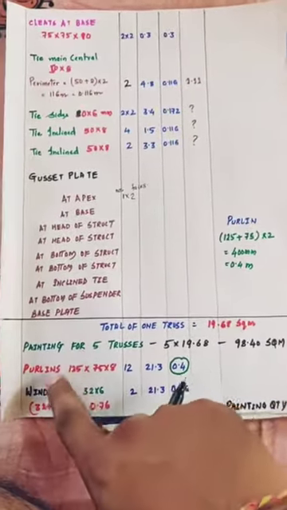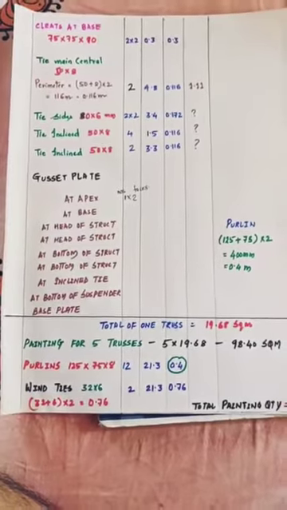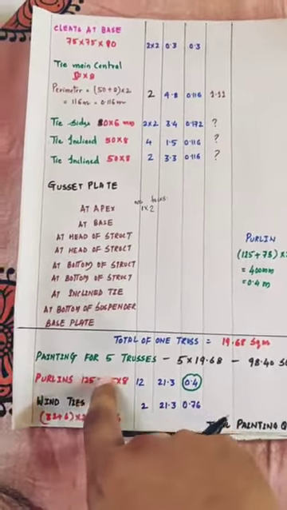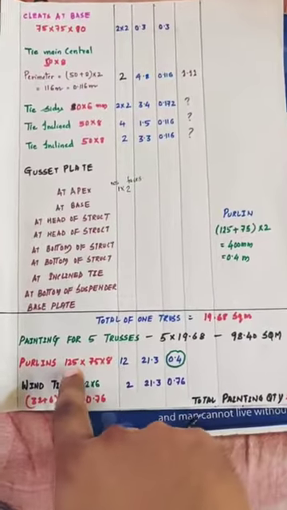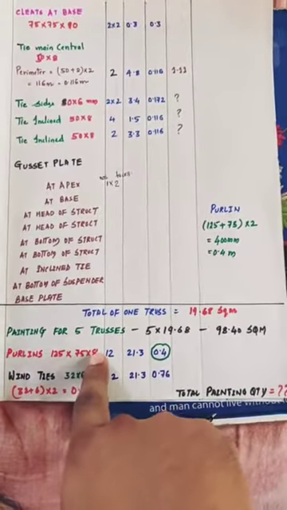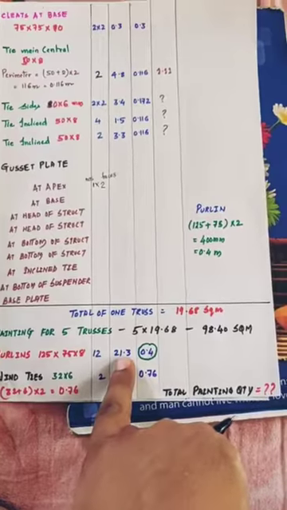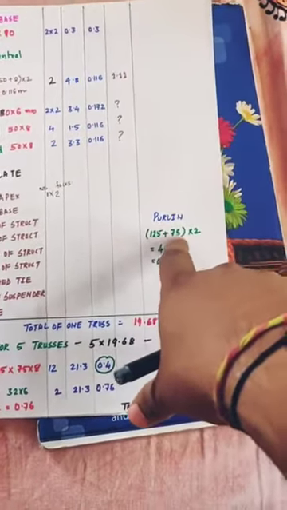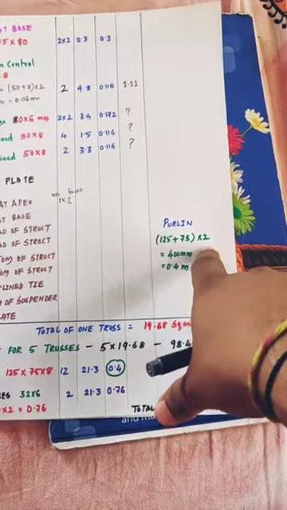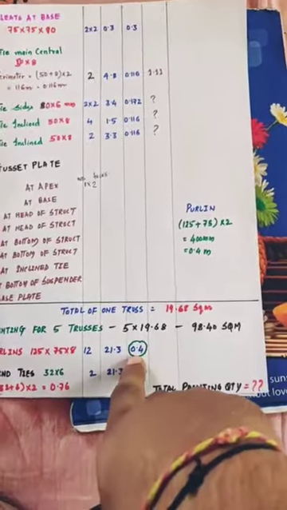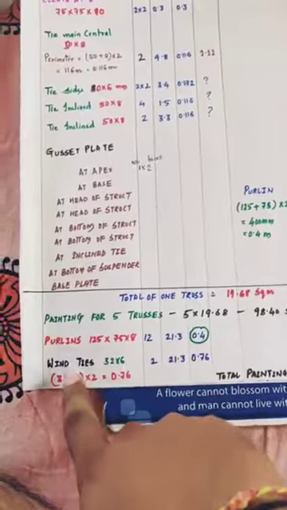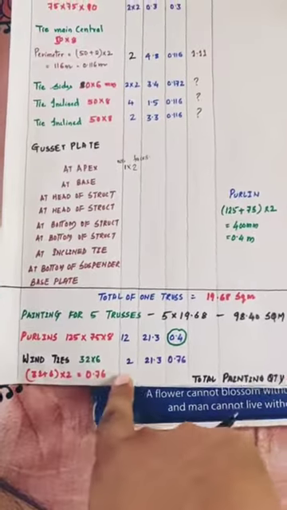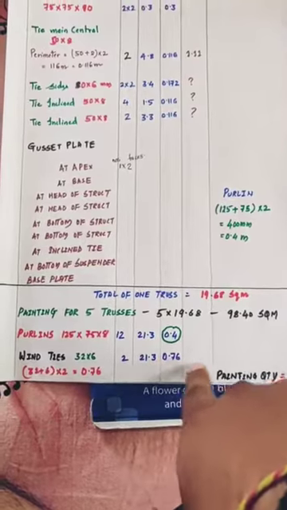Now again, purlin is not considered as a part of the calculation of truss, so it is calculated separately. So purlin is what size? 125 by 75 by 8. We have 12 numbers. Length is known. Now how did we get this 0.4? Here you have a look: 125 plus 75 into 2. You will get 0.4. So put that here and get the quantity. Wind ties 32 by 6. So 32 plus 6 into 2. You will get this. So this is the quantity for wind tie.